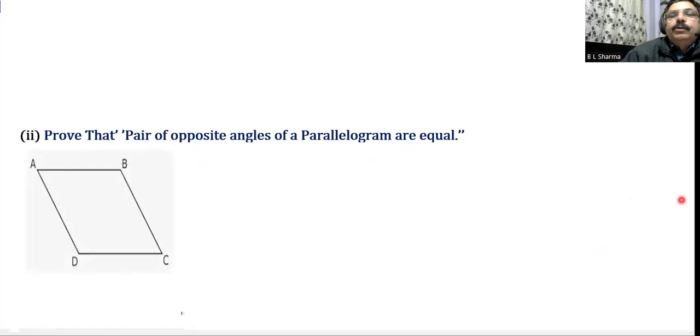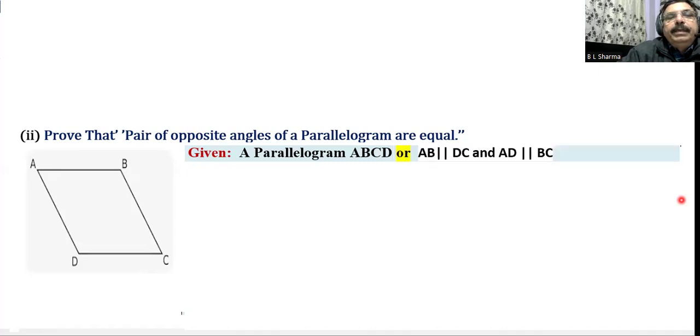ये ABCD पैरेललोग्राम है. Then given a parallelogram ABCD is given, and by definition both pairs of opposite sides are parallel, so we can also write AB is parallel to DC and AD is parallel to BC in the given figure, because it is given that it is a parallelogram. प्रूव ये करना है कि इनके अपोजिट एंगल्स इक्वल होते हैं. अपोजिट एंगल देखिए फिगर में.